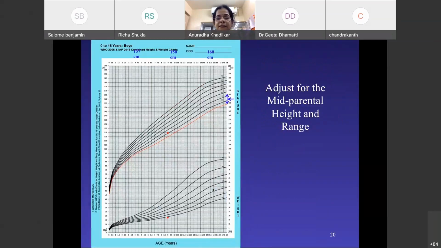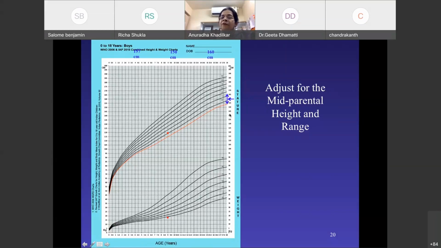Right. This is a boy, and here is the father's height, the mother's height, and this is the target height, which is 160 centimeters. You mark the target height, and then you mark around 6 to 9 centimeters above and below. The child who came to us is a 9-year-old and he is around 120 centimeters. You can see that he's sitting bang on his target height. If he continues to grow in the same way, he is going to achieve his height potential. This is how you use a target height.